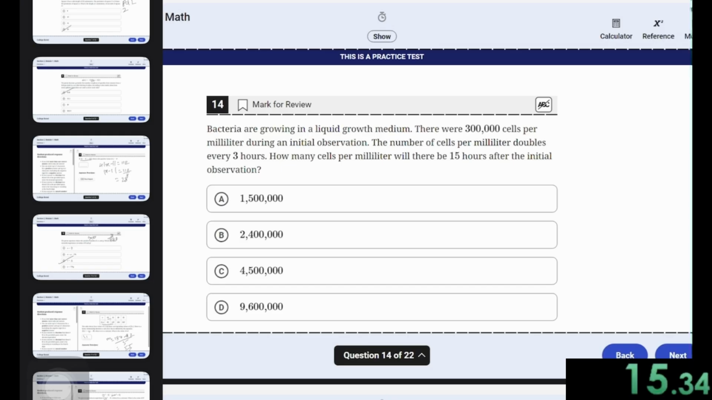Alright, so how many times are these doubled? 15 upon 3, which means they are doubled 5 times. So 2 to the power 5 is 32, multiplied by the initial value, which was, we'll just take 3, and it's like 96. Alright, done.